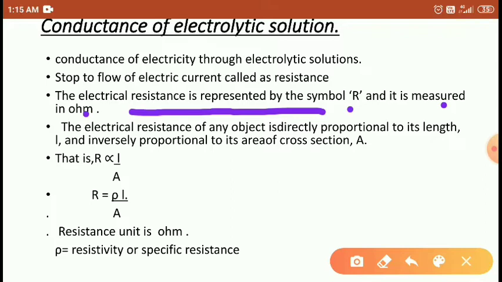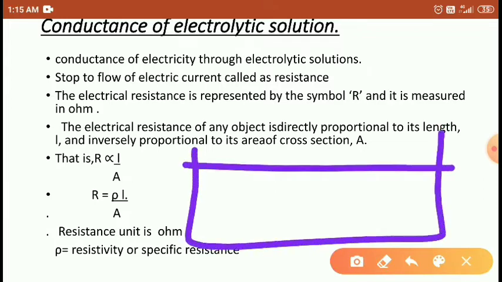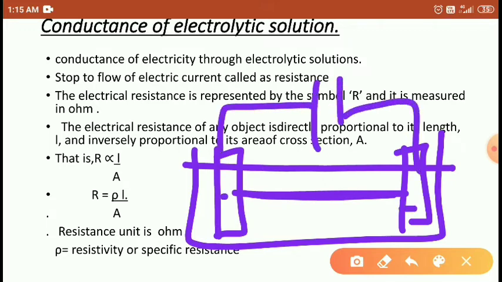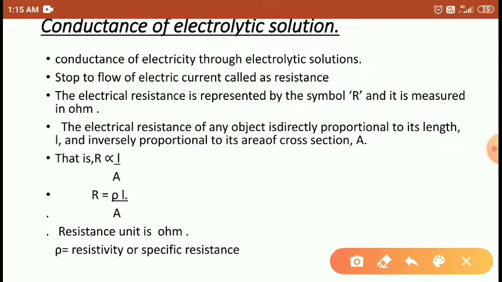Electrical resistance of any object is directly proportional to the length and inversely proportional to the area of cross section. Last time I told you. So when you use any beaker in which the length between the electrodes increases and the area decreases, the flow of electrons is stopped. So as the area increases, conductivity increases and resistance decreases. I will show you one example here, students. This is one beaker.